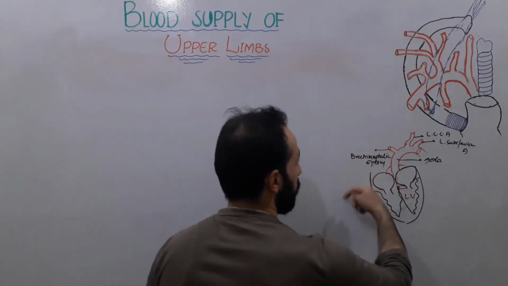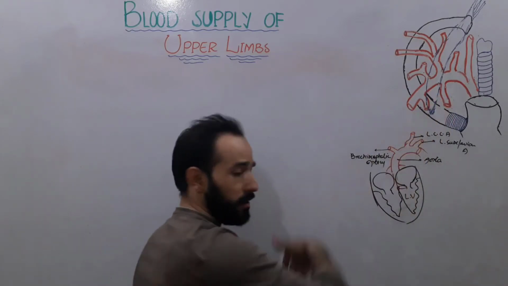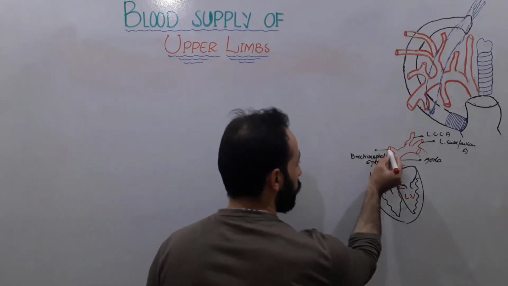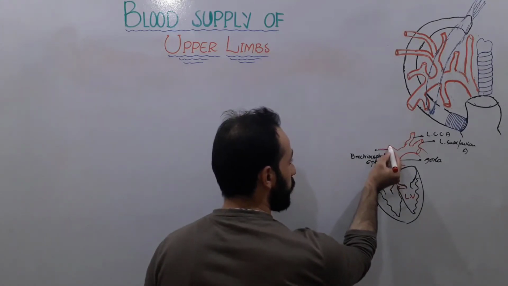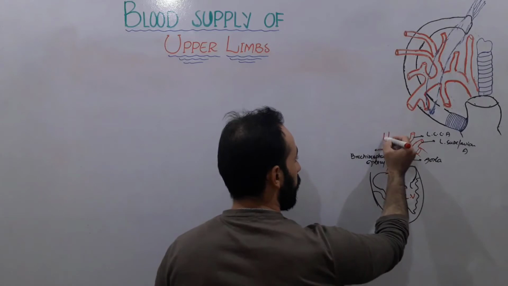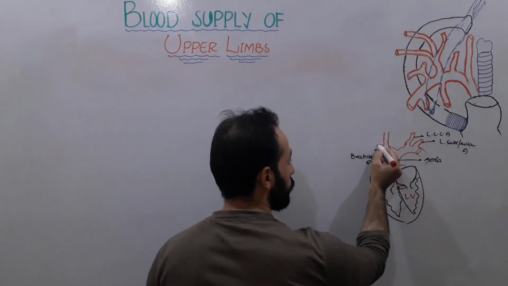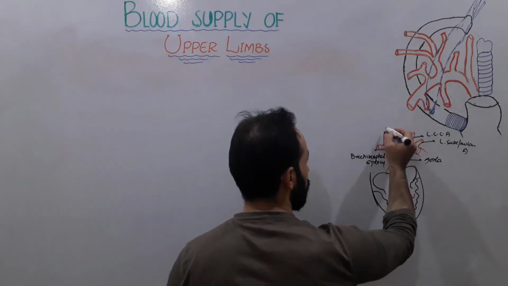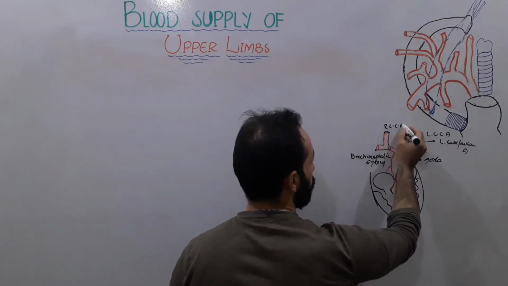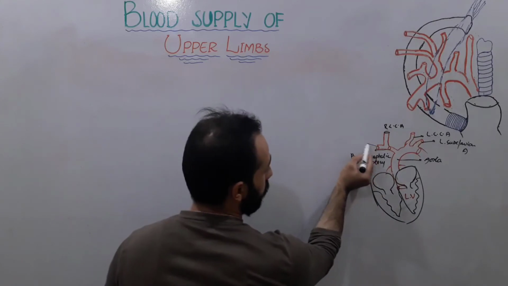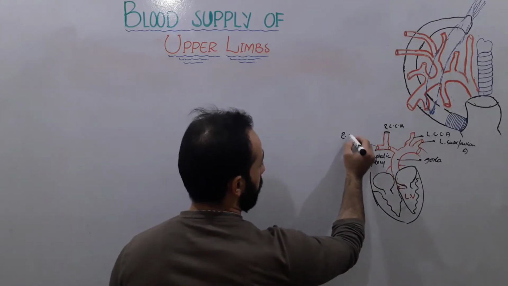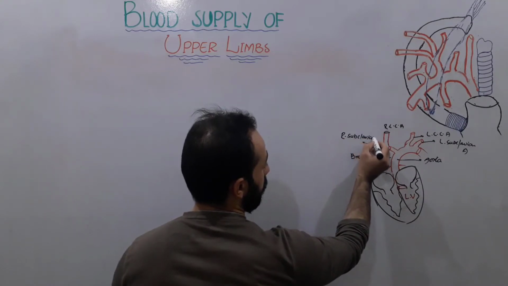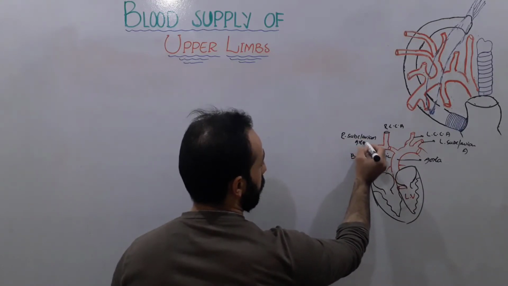In this right limb, as I have drawn the diagram here for the right hand, we are concerned with this brachiocephalic artery. When it moves forward, it gives off two branches. The first branch, which is moving upward, is called the right common carotid artery. And this artery will be our right subclavian artery. Okay, dear friends.